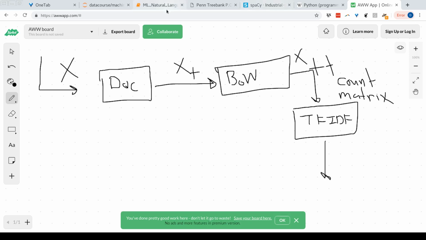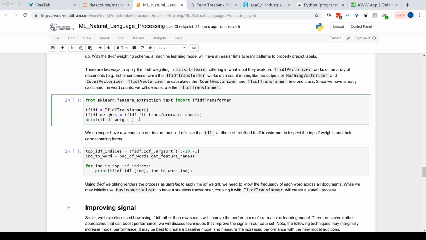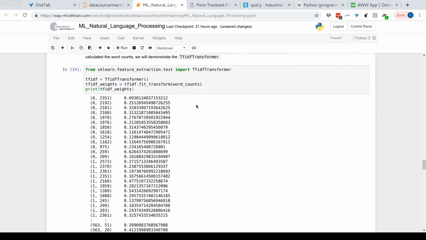So let's go ahead and look at that in scikit-learn. We're going to import the TF-IDF transformer. Let's create the object from that class. We use the fit and transform method, and we pass it the word counts. This was the output of the bag of words model that we saw before. Let's print out the weights, and there it is. So anything you observe that's interesting, or that is expected given what we talked about?